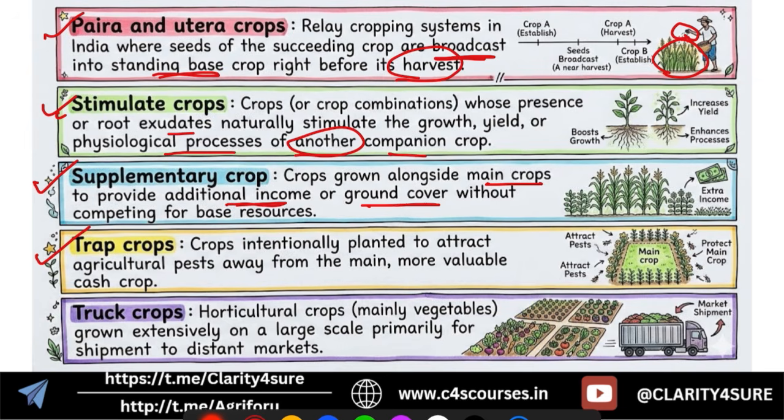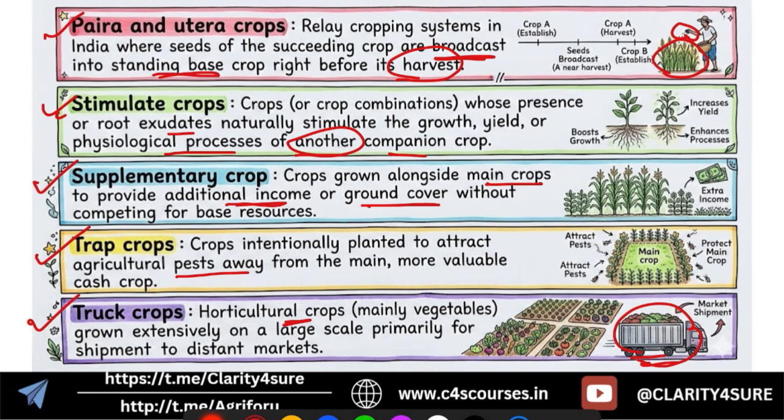Then next is a trap crop. It is going to trap the pest away from the main crop and going to help, right? So a crop intentionally planted to attract the pest away from the main crop. Next is the truck crop. These are the truck crops, you can see the image, right?